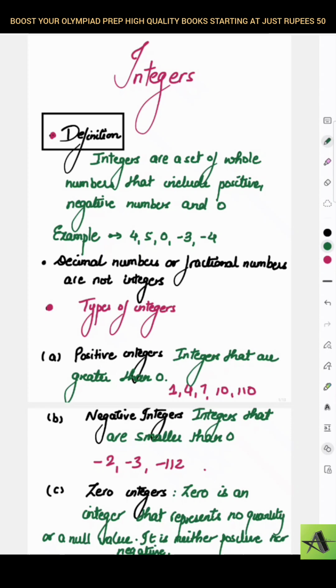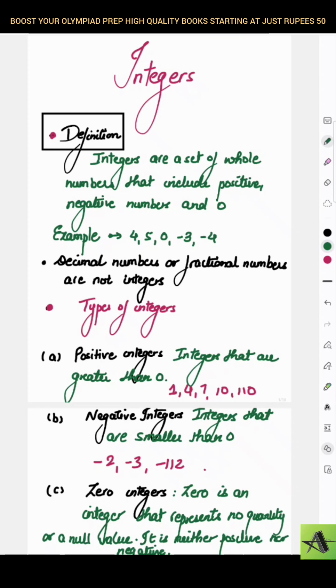By the end of this class, you'll be confident on what integers are, the difference between positive and negative integers, how to place integers on a number line, and how to add and subtract integers using number lines and without them. So let me start with it. Obviously I'm starting with the basic definition of integers.